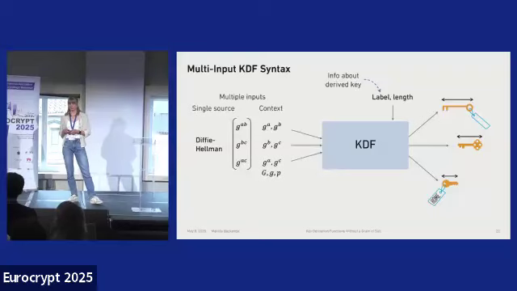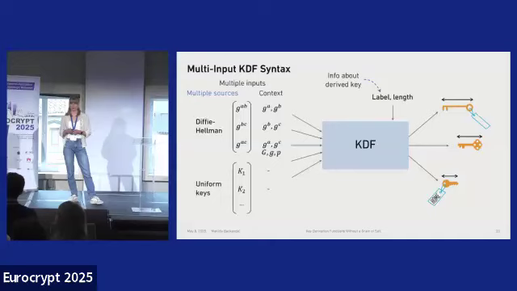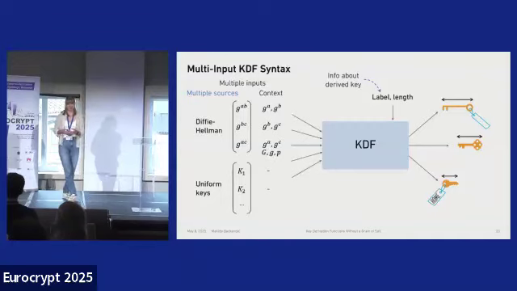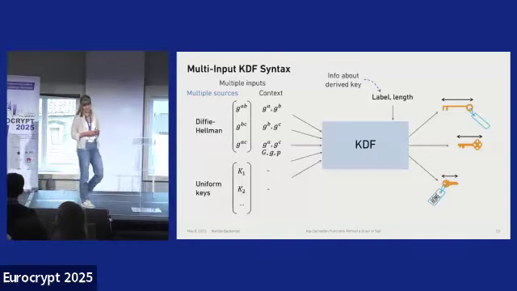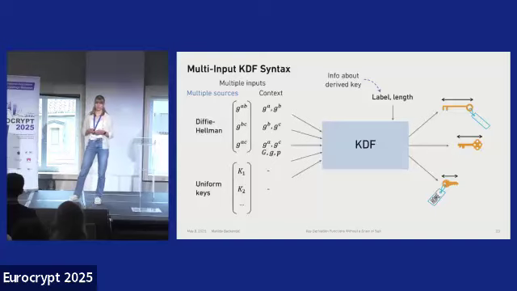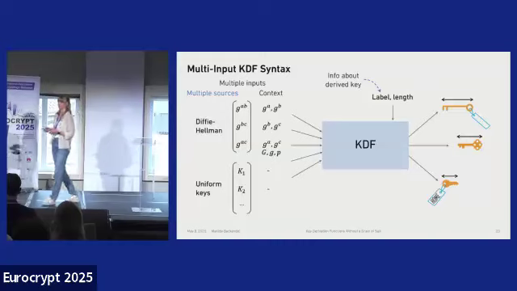The final change we make to the syntax of multi-input KDFs is to support multiple sources. And we want to do this in order to be able to cover real-world constructions that combine different types of key materials. So for example, in this case, a second source could generate uniform or pseudorandom keys. And in this case, the inputs themselves might not be correlated, but we will still sample them as a vector. Also, the context here might be empty, or it might contain some key identifier.